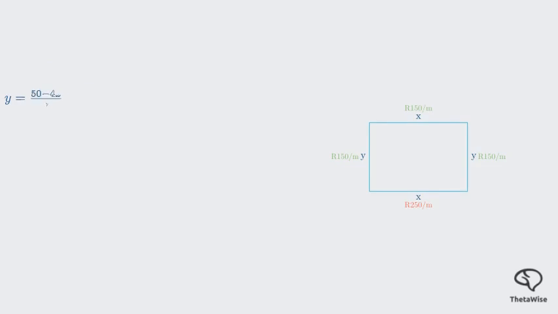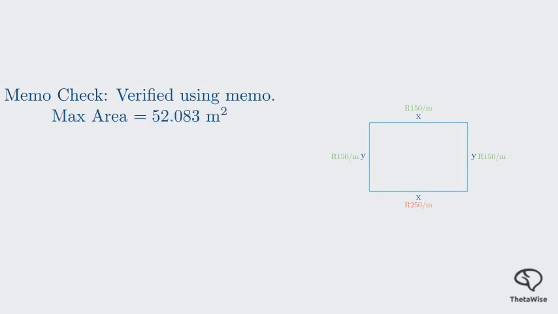Now we find the corresponding y value by substituting x back into our expression for y. This gives y equals 25 over 3, or approximately 8.33 meters. The question asks for the maximum area, so we multiply these dimensions together. The maximum area is x times y, which is 50 over 8 times 25 over 3. This calculates to 1250 over 24, or approximately 52.08 square meters. A quick check of the memo shows the same result. Verified. This problem highlights how you can use differentiation to solve real-world budget and resource allocation problems.